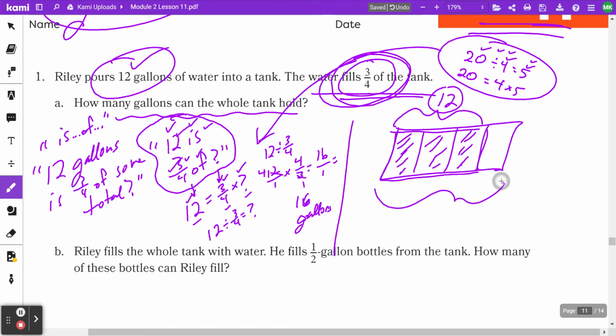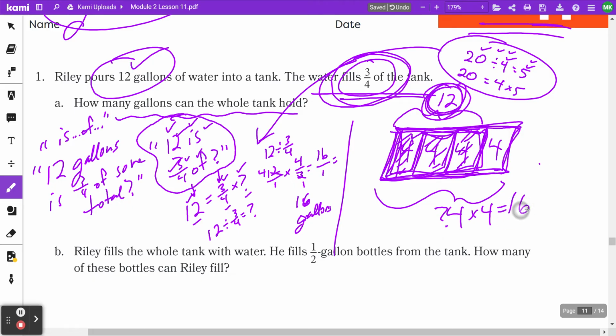The question is, how many gallons does the whole tank hold? So if this whole thing is my tank and 12 gallons is this part right here, how do I find out this total? Well, not so bad, because if 3 boxes give me the 12, then each box must be worth 4 because 12 divided by 3 equals 4. Well, if each box is worth 4, then this box must be worth 4. So 4 times 4 gives me that 16. There it is. See how cool that is? Very, very cool. So that's the first question solved 2 different ways.